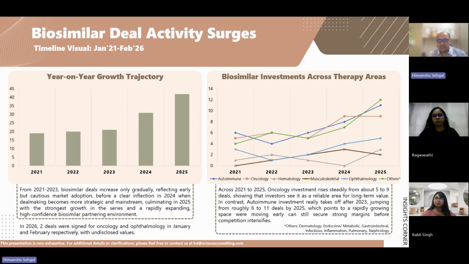In 2025, the biggest thing was that 42 deals have happened, which is a huge number. In 2021 it was just 19 deals, and it has grown to 42 in 2025. Now talking about specific therapy areas, on the right side of the slide, if we talk about where the money is going, a lot of people, if I ask strategists and analysts randomly, would very clearly say oncology and autoimmune or immunology are the top ones, and that is also what is being shown here.